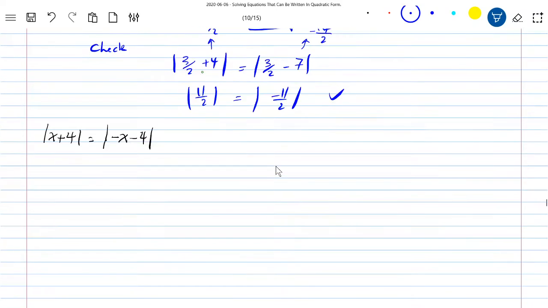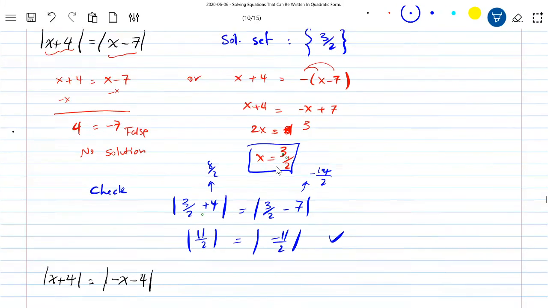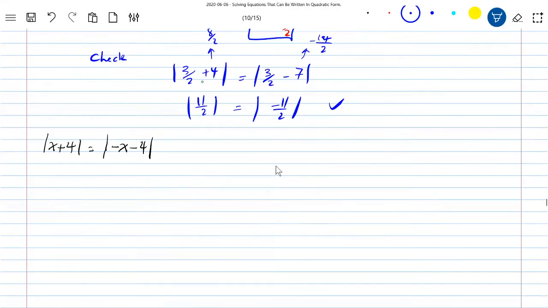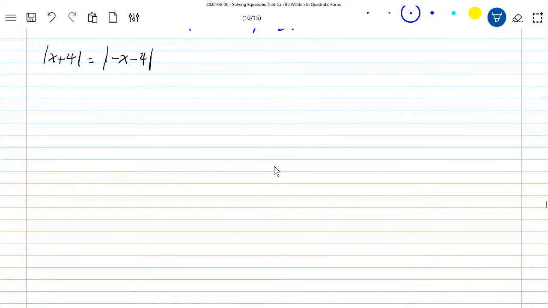Okay, how about this one? In the last example, it was x plus 4 equal to absolute value of x minus 7. How about if x plus 4 equals negative x minus 4? So what do I say? Again, in the double absolute value, the interiors must equal each other, or they must differ by a sign. Either x plus 4 equals negative x minus 4, or x plus 4 equals negative times negative x minus 4. They differ by a sign.